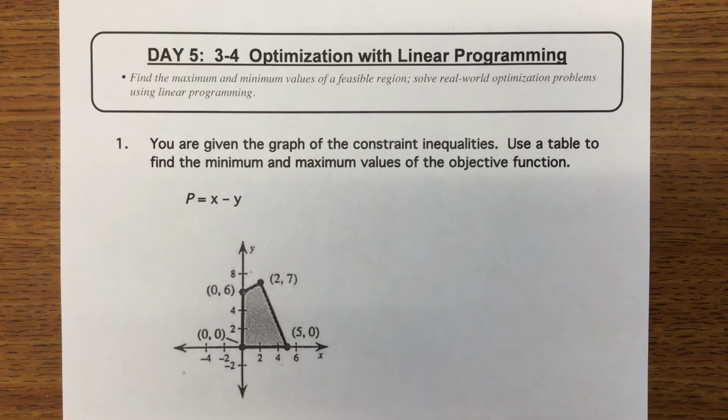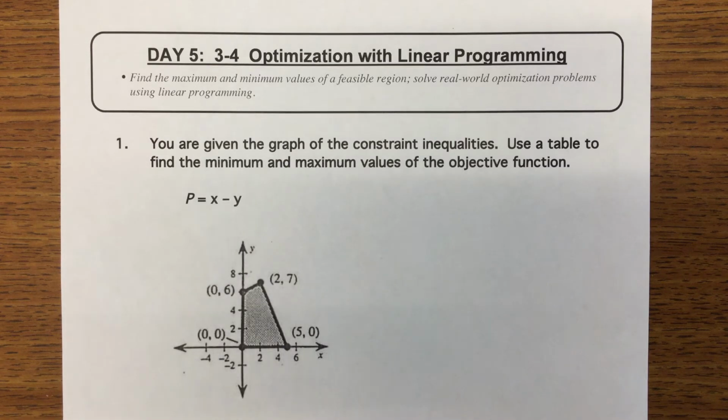The Day 5 video focuses on optimization using linear programming. So I'm going to explain what that means as we go through two different examples. Looking at example number 1, you are given the graph of the constraint inequalities. Use a table to find the maximum and minimum values of the objective function.